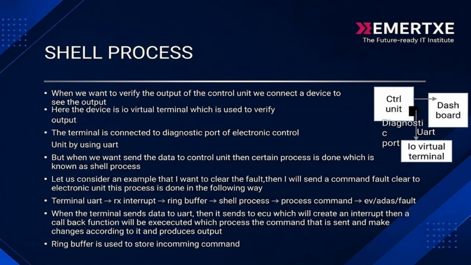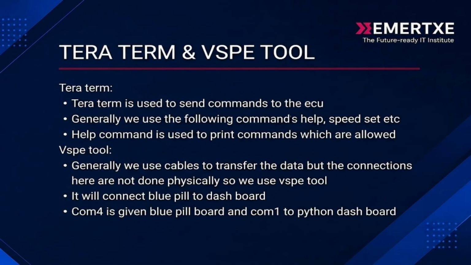When the terminal sends data to UART, it sends to the ECU, which will create an interrupt. Then a callback function will be executed, which processes the command that is sent, and a ring buffer is used to store incoming commands. TeraTerm and VSPE tool. TeraTerm is used to send commands to the ECU. Generally, we use the following commands: help, speed, set, etc. The help command is used to print the commands which are allowed.